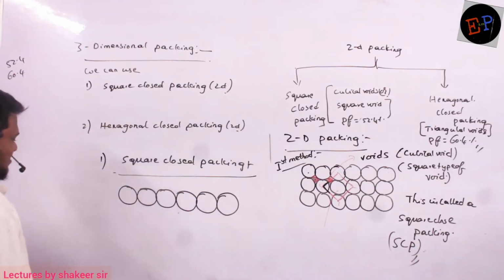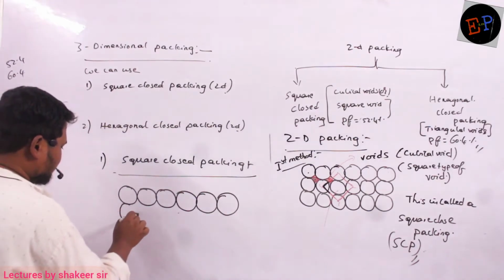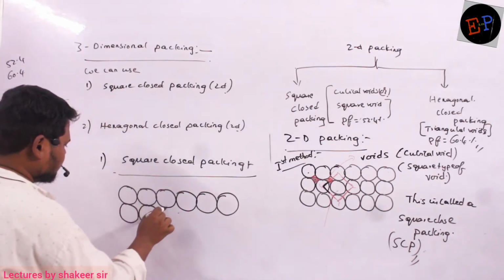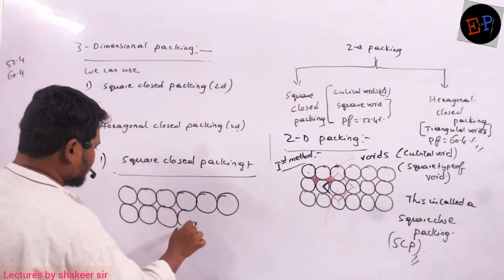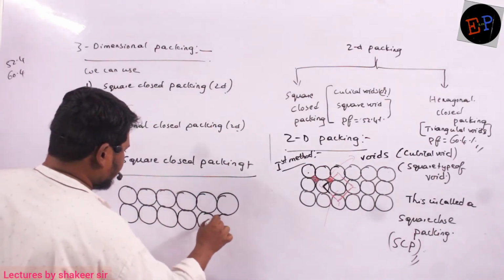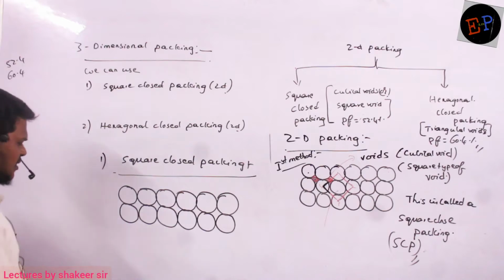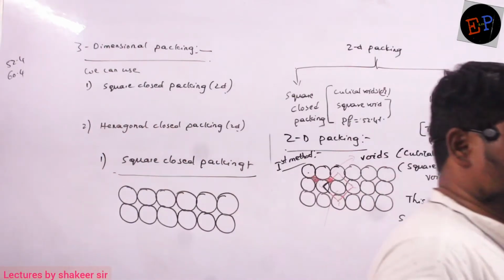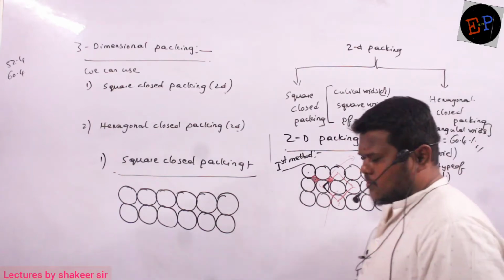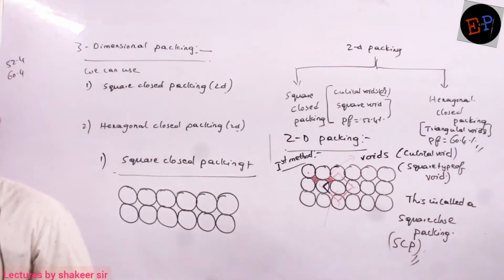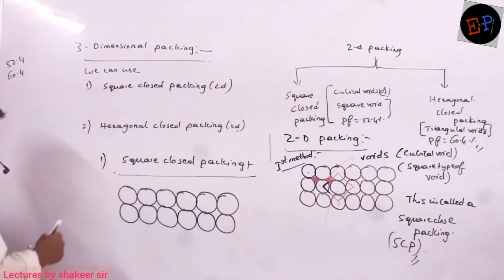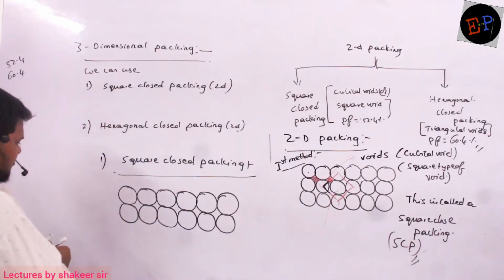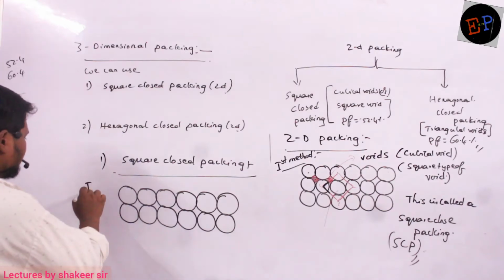So this is a square closed packing. Are you able to understand? So therefore, which type of voids are present here? Cube type of voids, or you can call them square type of voids, are present. Now in this square closed packing, first of all we will discuss the first method.